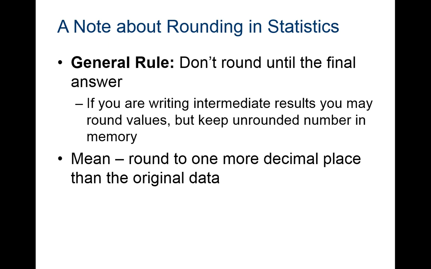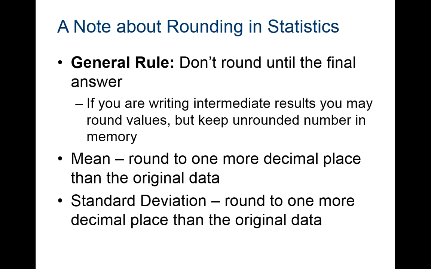For the mean, round to one more decimal place than the original data. So for our rainfall example that we saw on the previous slide, our data was all given to the whole number, so we would round to the tenths place. For standard deviation, you also need to round to one more decimal place than the original data.